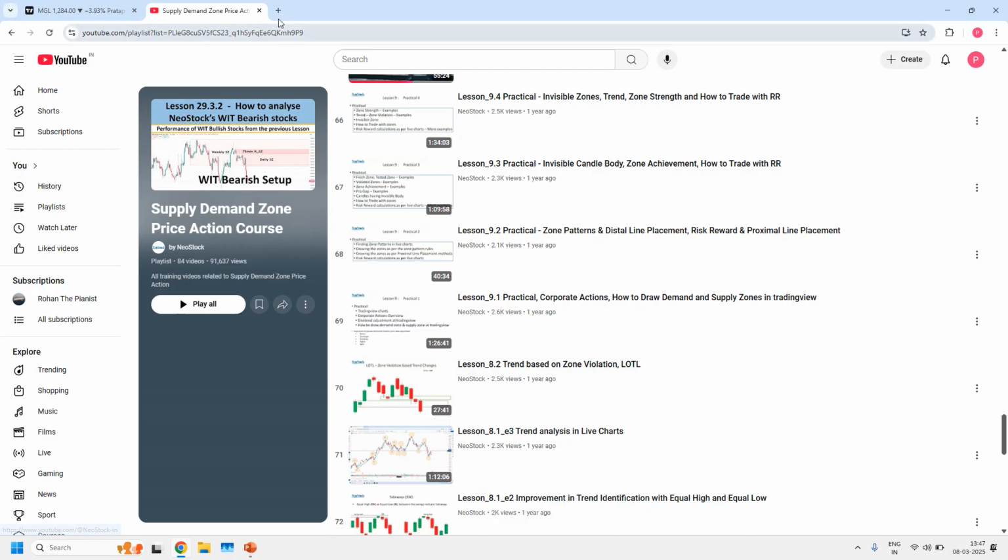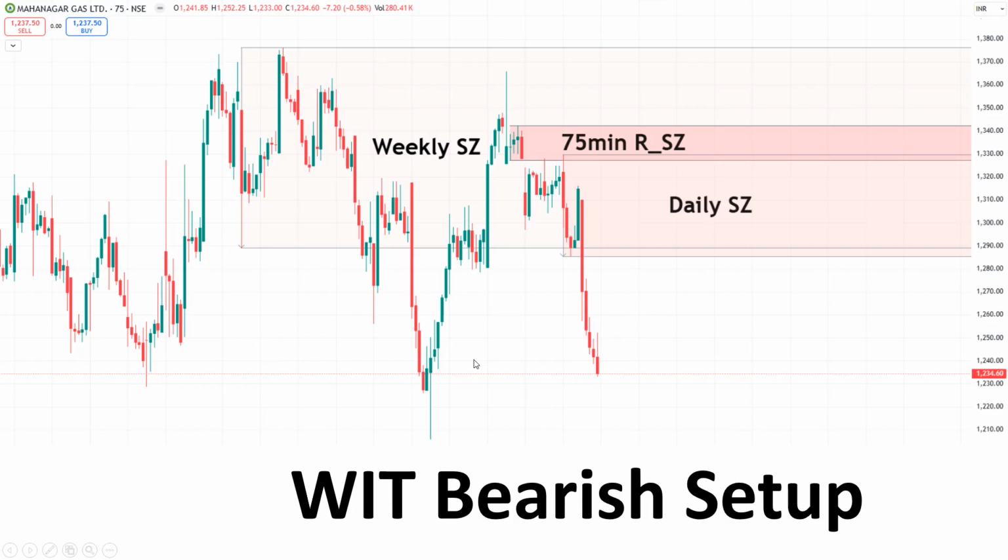Now let's get back to our lesson. So here last week we identified MGL as a high probability bearish trade setup for the weekly income trade. Why did we identify this as high probability?